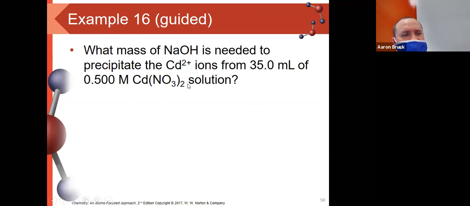All right, let's look at example 16. What mass of sodium hydroxide is needed to precipitate the cadmium-2 ions from 35 milliliters of a 0.500 molar cadmium nitrate solution? Okay, even though we usually think of sodium hydroxide as a solution, we know that in this particular case, we are not going to be able to treat it as such. And the reason why, we're asked for a mass.